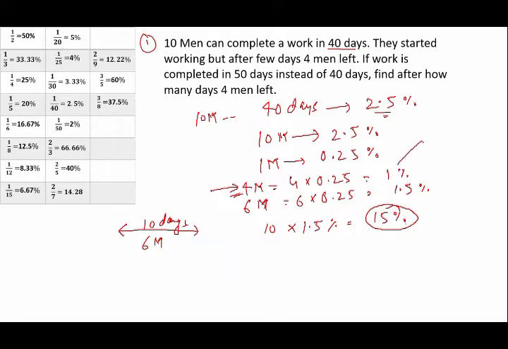See, 1% of work is done by 4 men in one day. In order to complete 15%, they would have taken 15 days, but they didn't work for 15 days out of 40, which means they left after working 25 days.